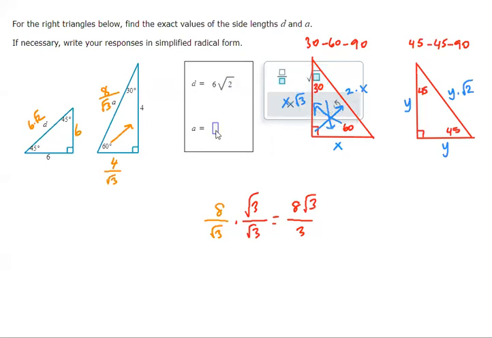Okay, and then A is 8 root 3. I think it's not correct, so I should do division and 3. So this is the answer.